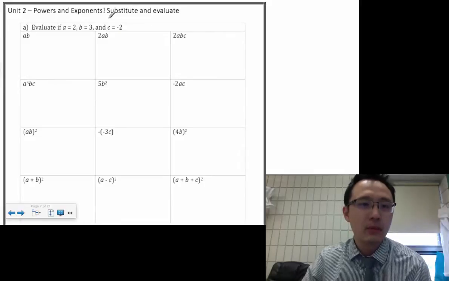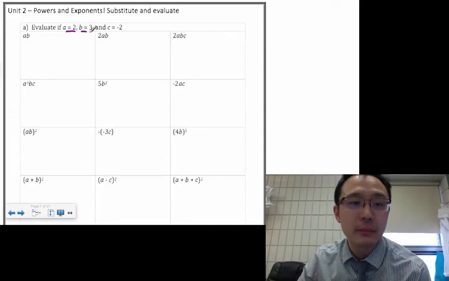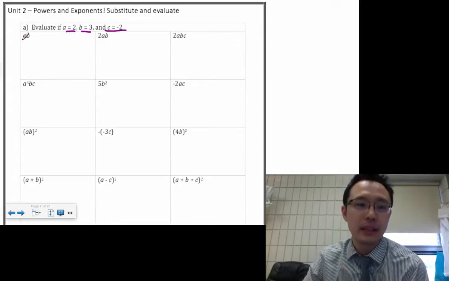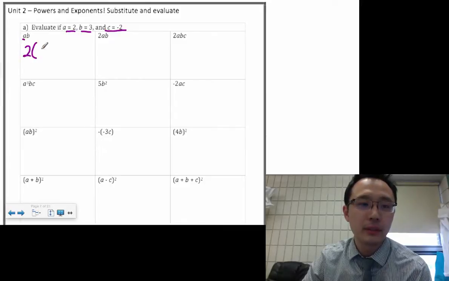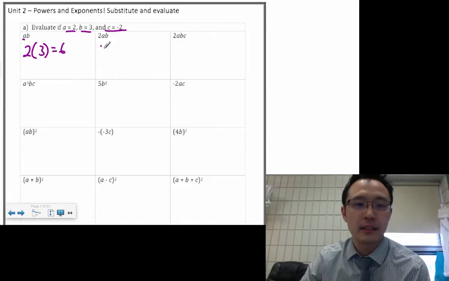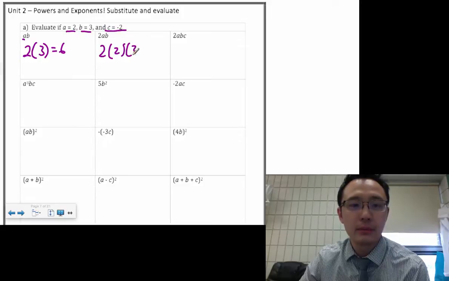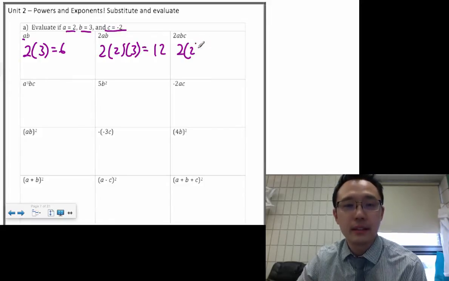Page 7. Evaluate if A is equal to 2, B is 3, and C is negative 2. So basically you're just substituting. Anytime you see A, I'm going to put 2 in there. 2 times 2 times 3: 2 times 2 is 4, times 3 is 12.